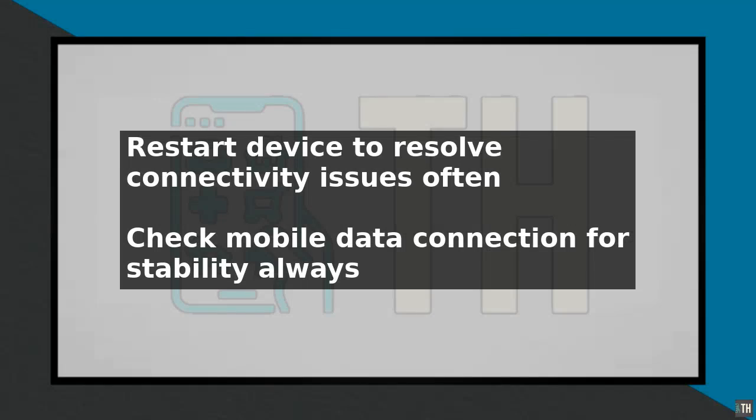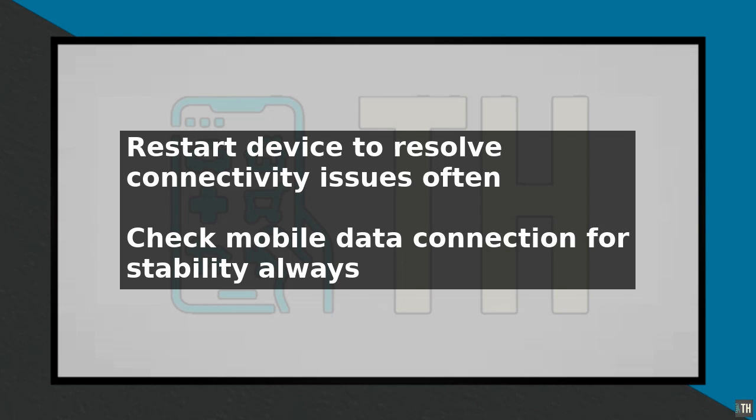To fix the issue of Android Hotspot keeps disconnecting, follow these steps. First, restart your device, as this often resolves connectivity issues. If the problem persists, check your mobile data connection and ensure it is stable. A weak or fluctuating mobile data signal can cause the hotspot to disconnect frequently.